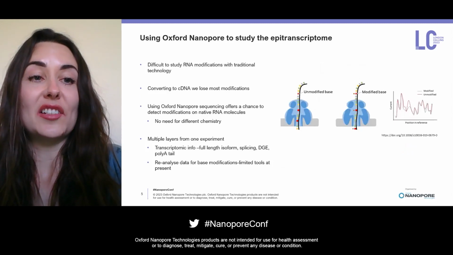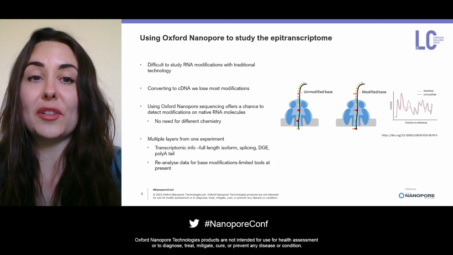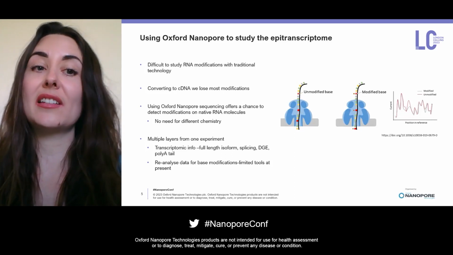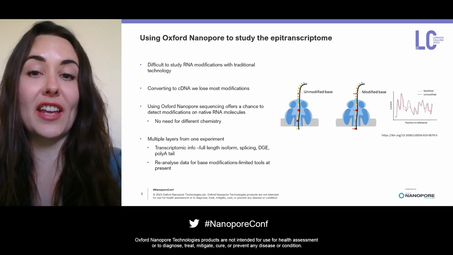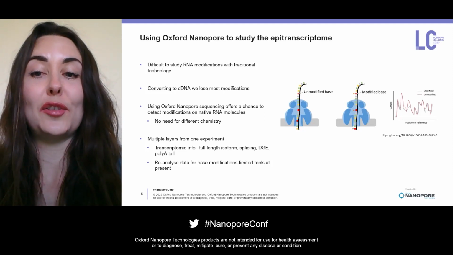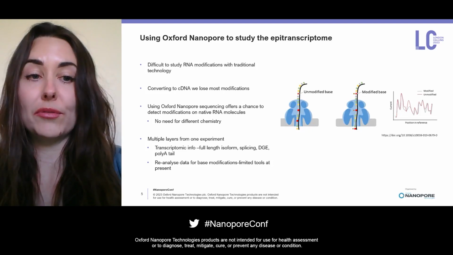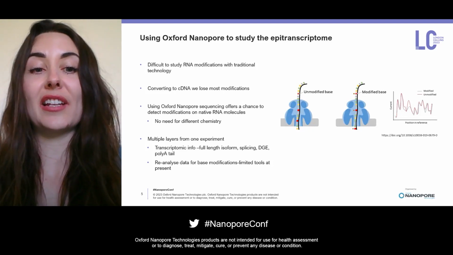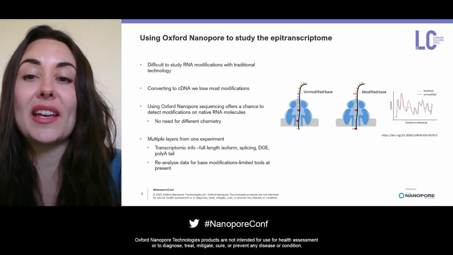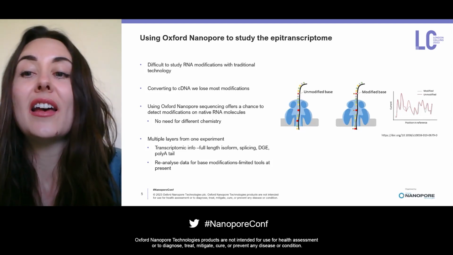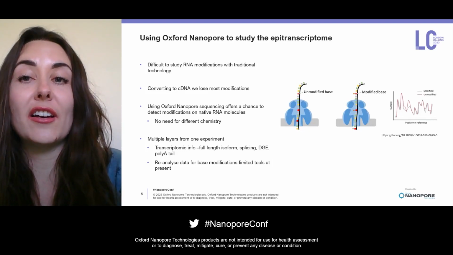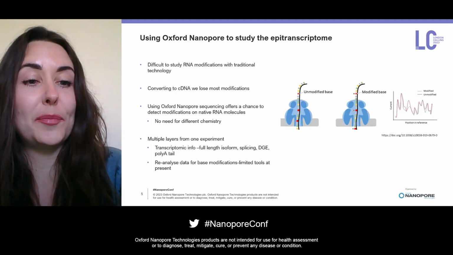So in the past, it's actually been quite difficult to study RNA modifications with traditional technology. Quite often we had to convert to cDNA before sequencing, so we actually lose the modifications of RNA. But Oxford Nanopore sequencing offers us a chance to detect modifications on native RNA molecules. So there's no need for any different chemistry or library preparations. If you see on the diagram, the unmodified base and the modified base going through the nanopore give us a different signal from which we can infer an RNA base modification.